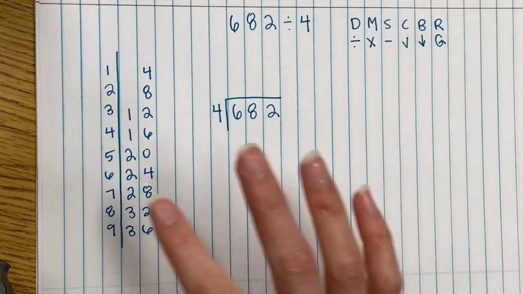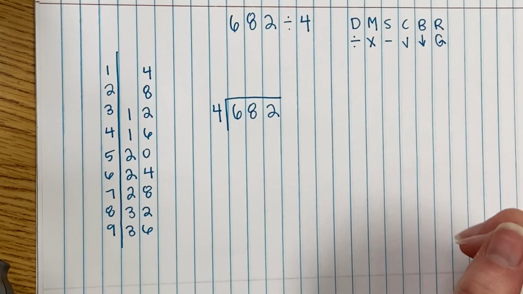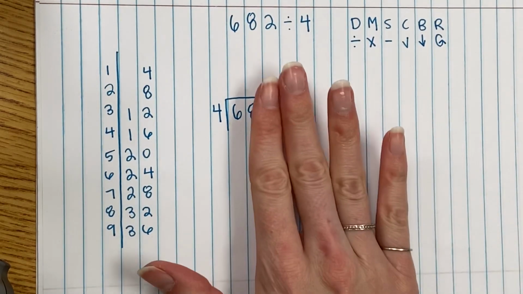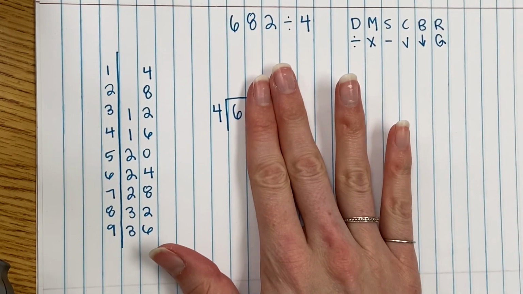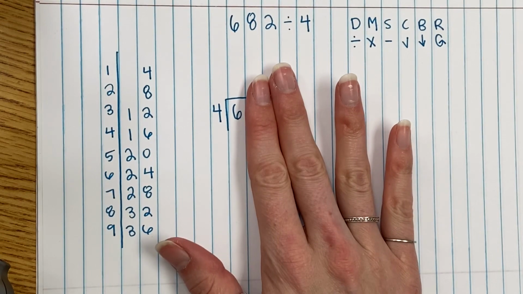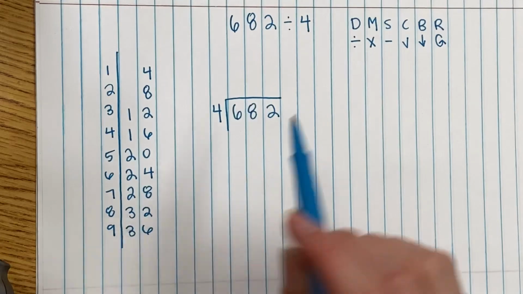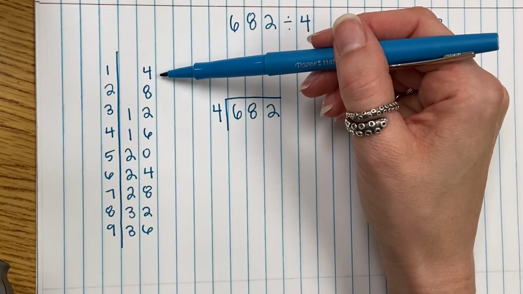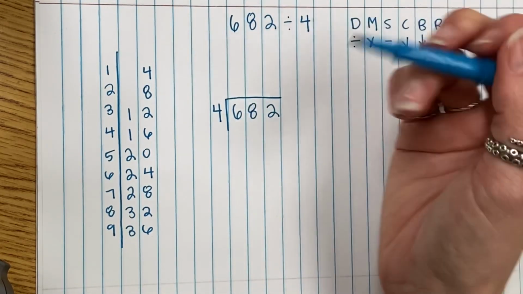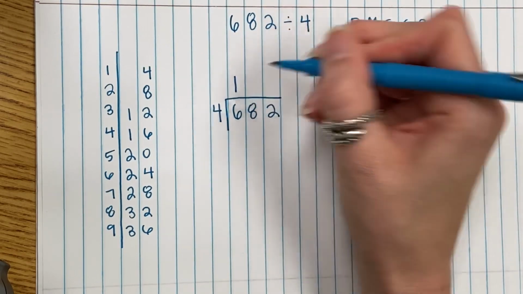So now that I have my multiples as well as my division steps, I can go ahead and start dividing. So I'm only going to look at my hundreds place to start. So I'm going to need to ask myself, how many times can 4 divide into 6? Well, looking at my multiples, I can go in 1 time, but 2 times is too many. So 4 can divide into 6 1 time.